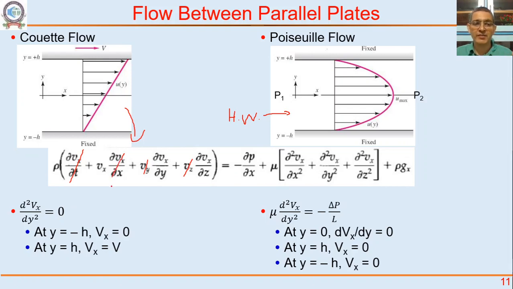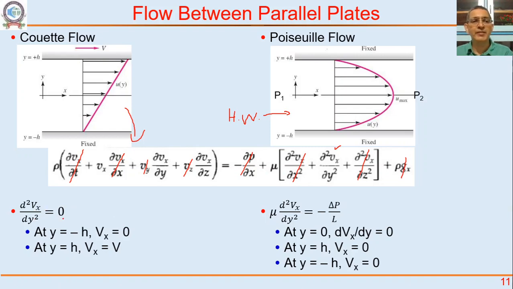I am talking fast, but each sentence you make sure you understand. Flow is by motion of the plate, it is not because of pressure in case of Couette flow, so this is 0. In case of Poiseuille flow, this term will be there. Vx is not varying with X, this is 0. Vx is not varying with Z, Vx is only varying with Y, this term remains. Plates are horizontal, this is 0. So I get d square Vx by dy square is equal to 0.